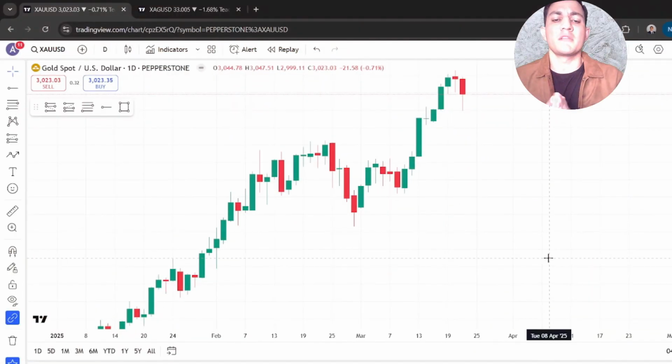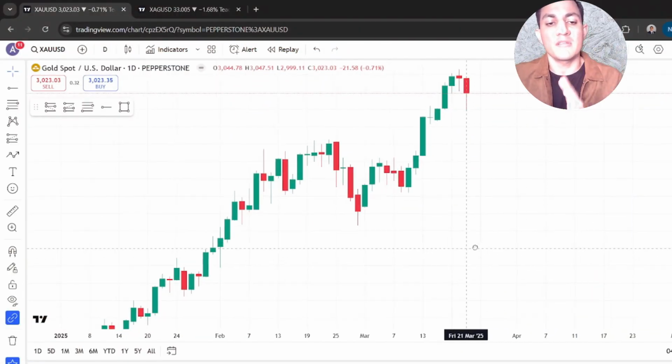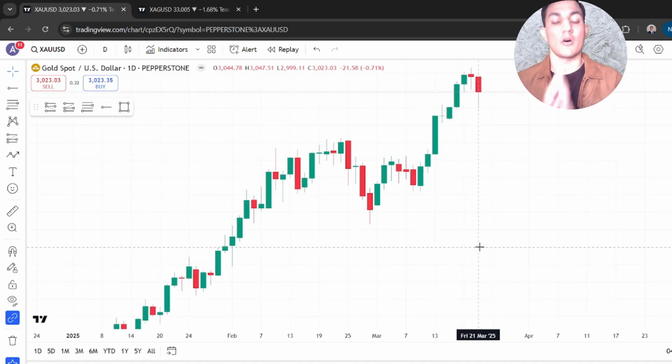Okay, so here we are on the daily chart, and now when I'm on the daily chart, I just want to see confirmation of the weekly chart, right? On the weekly chart, we're bullish, and I just want to see the daily chart show us that we're also bullish. I'm just looking for confirmation because this is something for your notes.